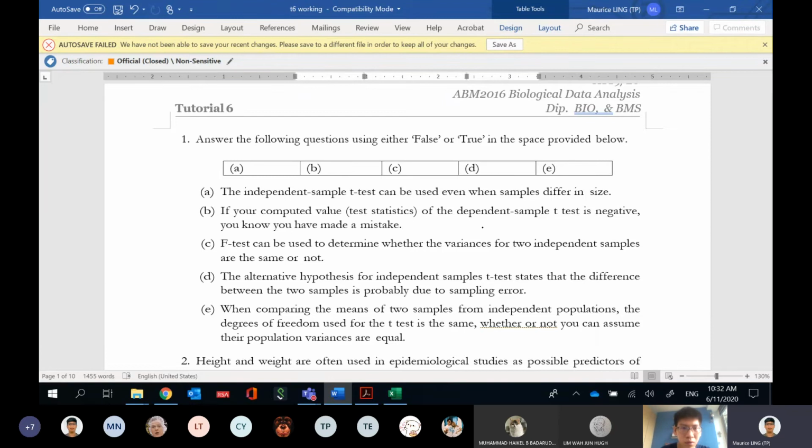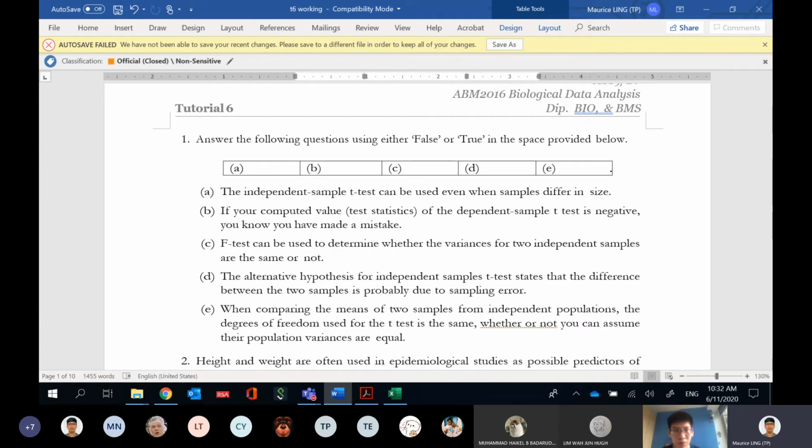Ranjini, true or false? Question B. False. Yes, because you can have the test statistic as negative. Very often, in fact half of the time, you can have negative. So you just have to take the absolute. Okay, question C.